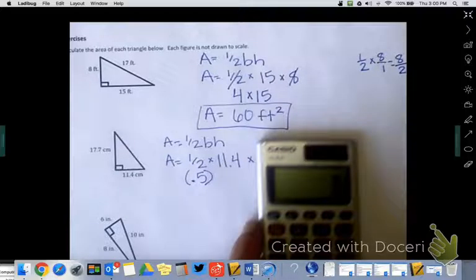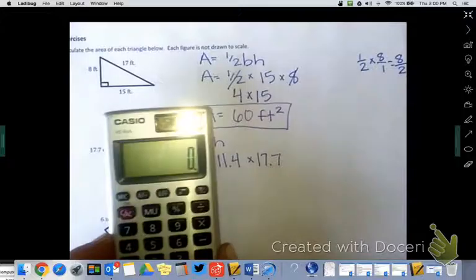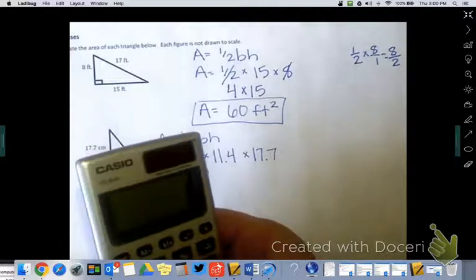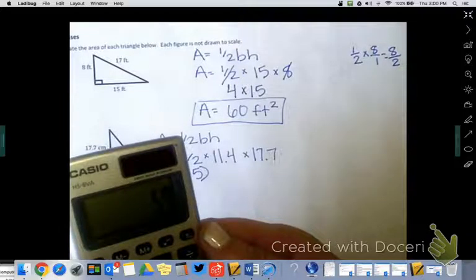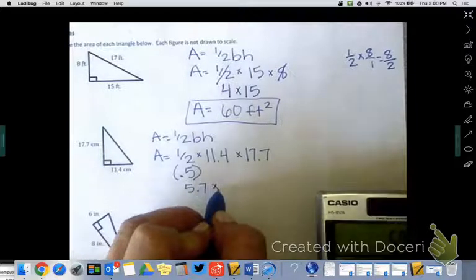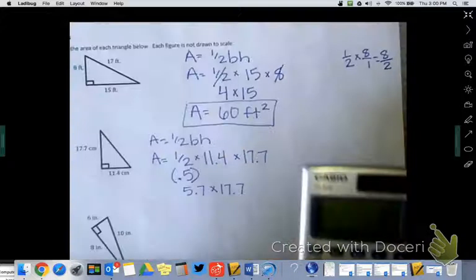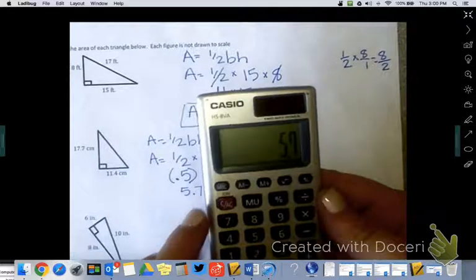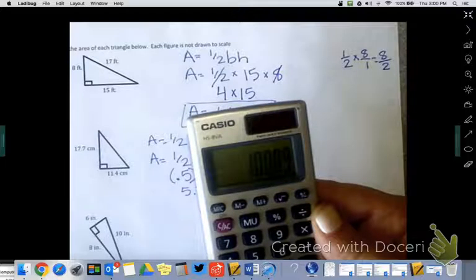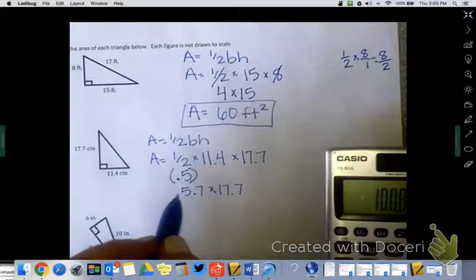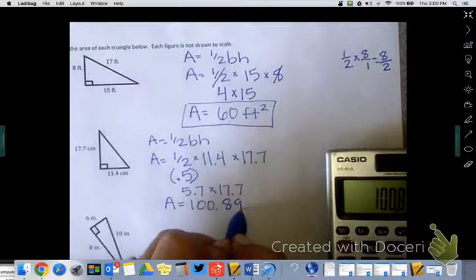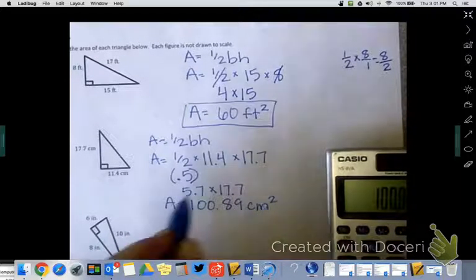Can you see it? Nope. Okay, so I'm going to type 0.5 times 11.4. That's 5.7. And I'm going to multiply that by 17 7/10. I get 189 hundredths. My units would be centimeters squared.